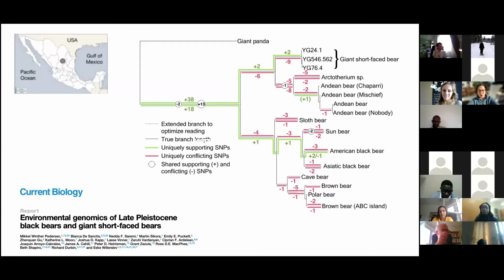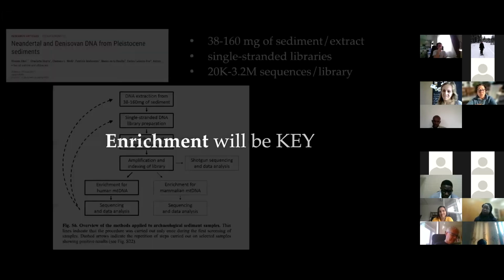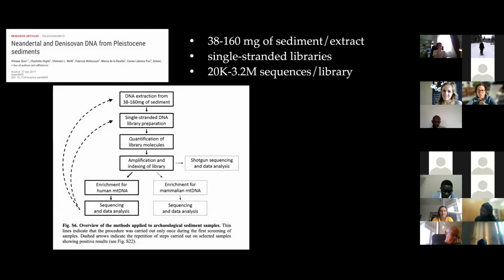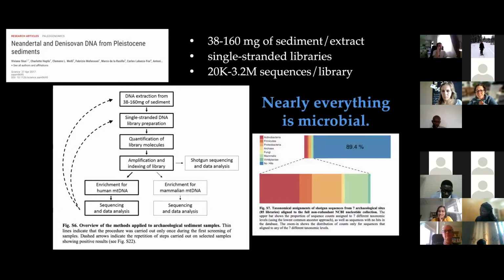And we're going to talk all about this over the next couple of days. And just one little fodder for thought here. What is going to be really important is approaches to be able to enrich our samples for the DNA that we're interested in. A paper that was published a few years ago was looking for Neanderthal and human DNA in cave sediments, and they sequenced tons of DNA from each of their sediment samples and showed that nearly everything that they recovered was microbial in origin.